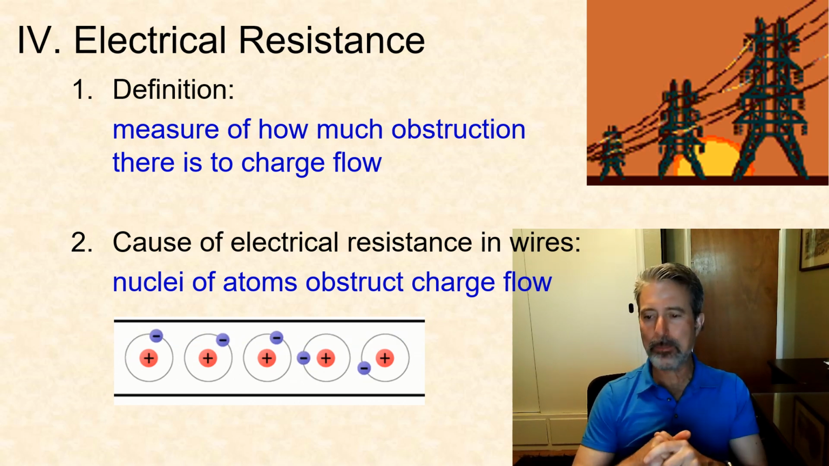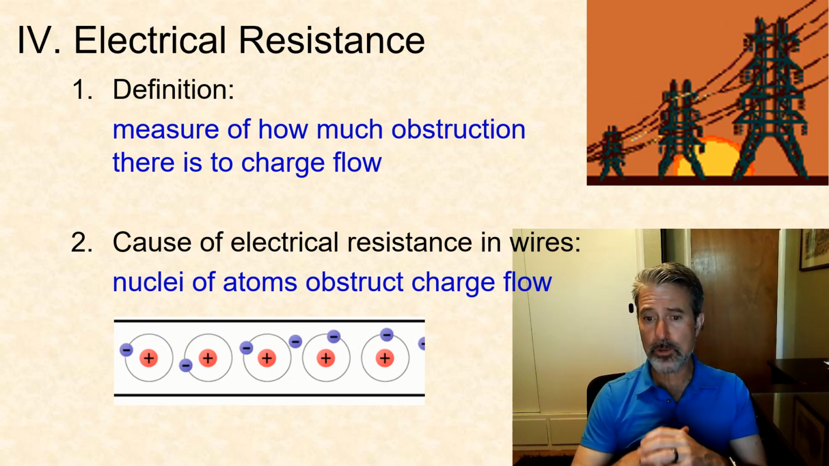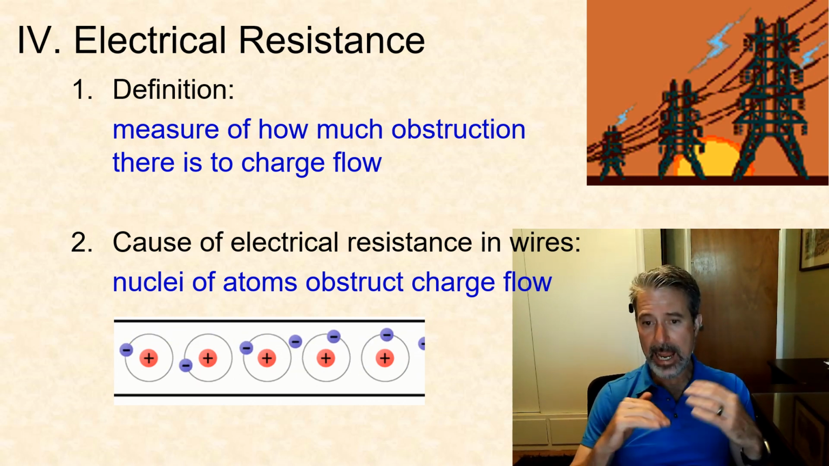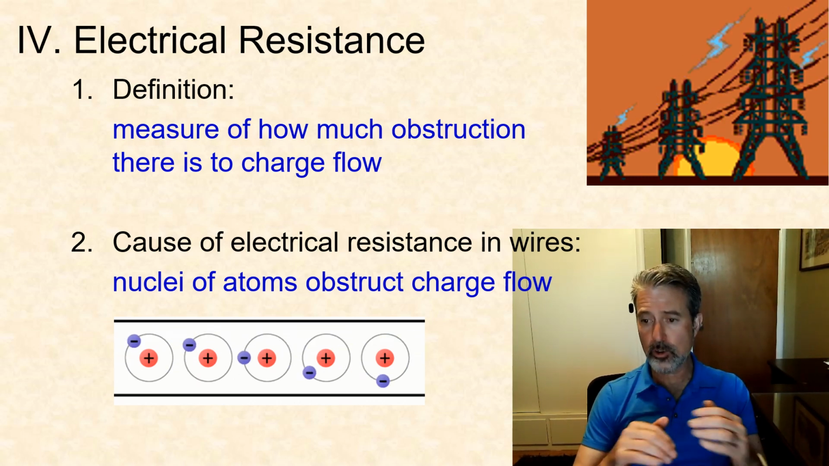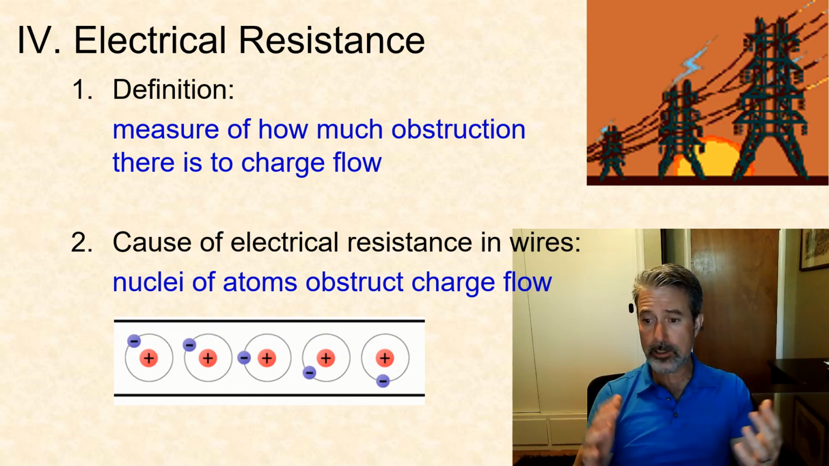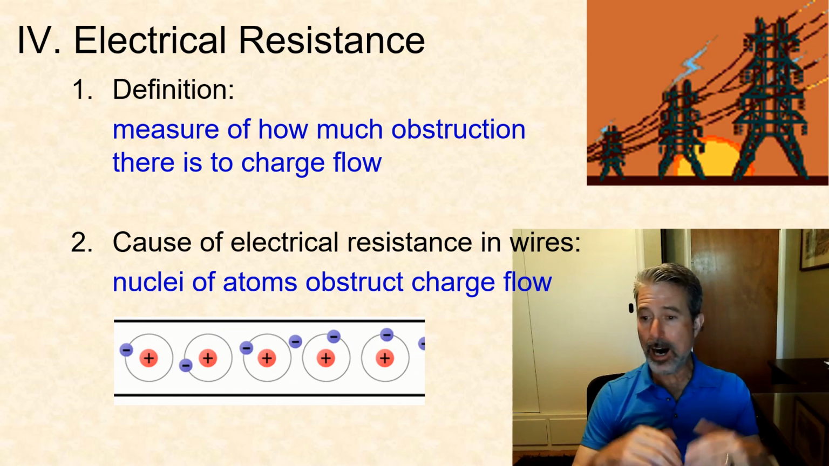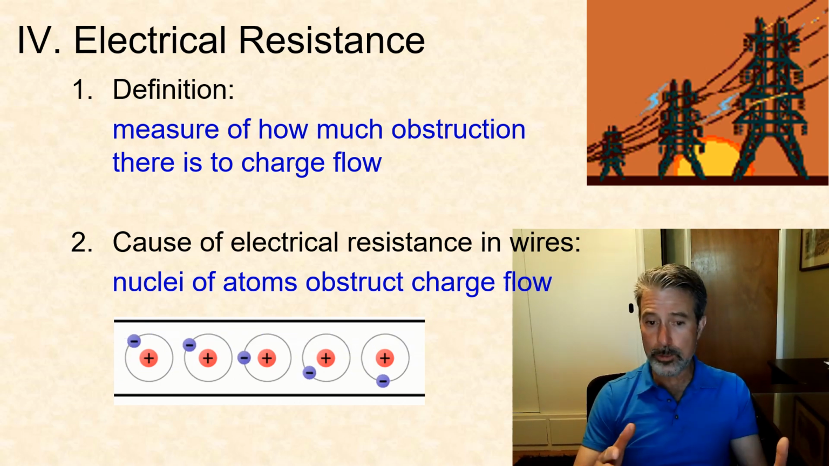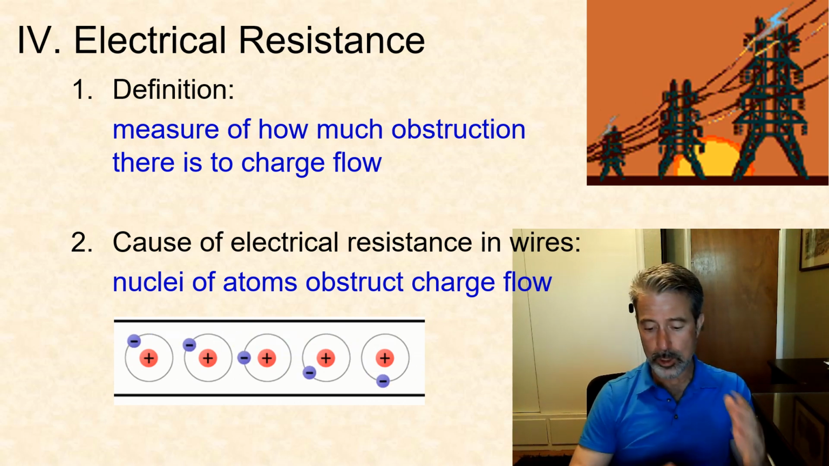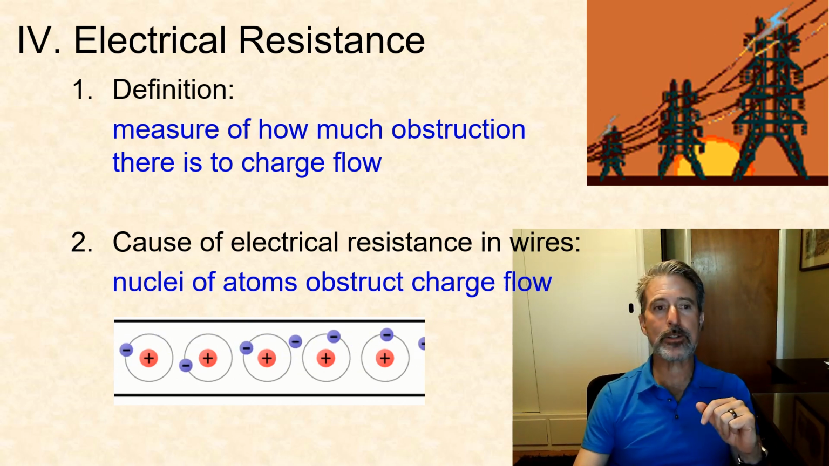They're providing a measure of obstruction to those electrons moving down the wire. And resistance, then electrical resistance, is a measure of how much obstruction there is. It turns out that some types of metals offer a lot more resistance, a lot more obstruction than other types of metals. And this is something that we'll talk about in the upcoming slides.